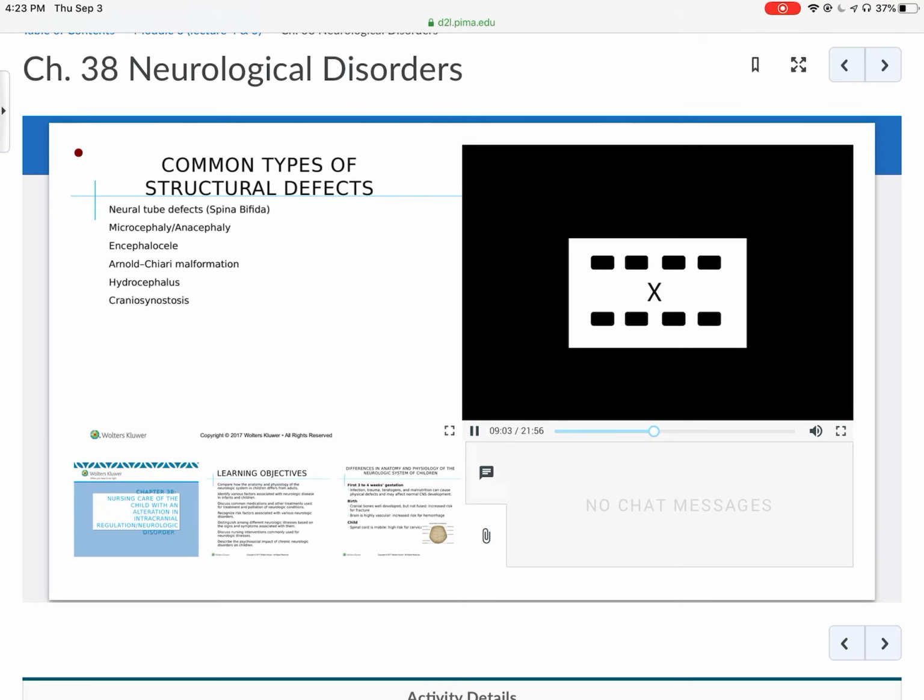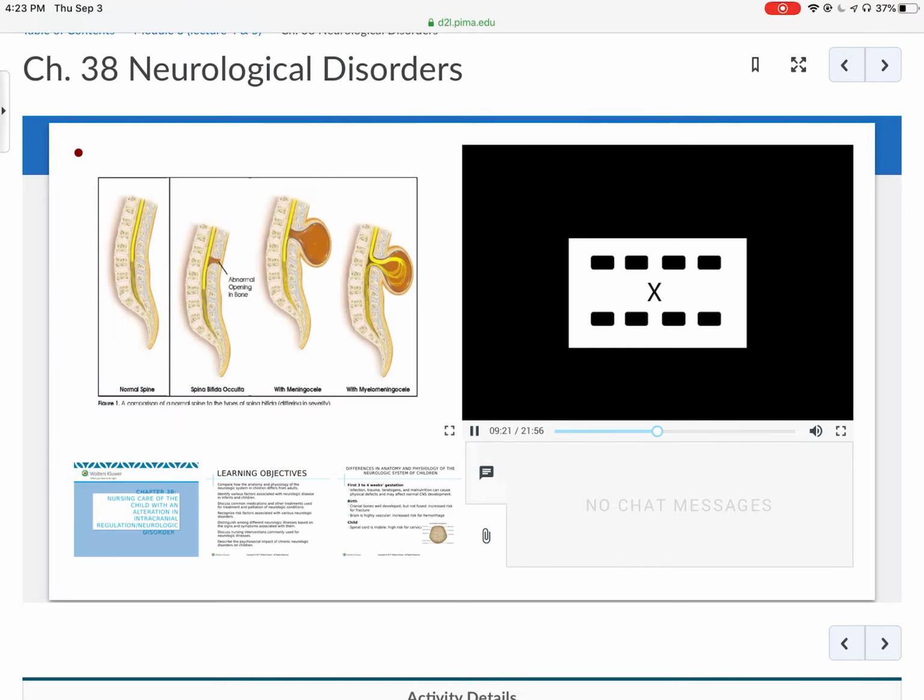by giving the recommendation that all women of childbearing years take folic acid, not just all women who think they're going to get pregnant or all women that are pregnant. It's anybody of childbearing years should take folic acid. Let's go to the next slide.